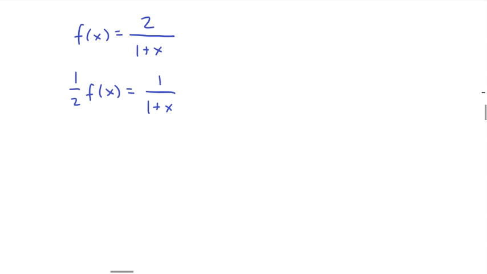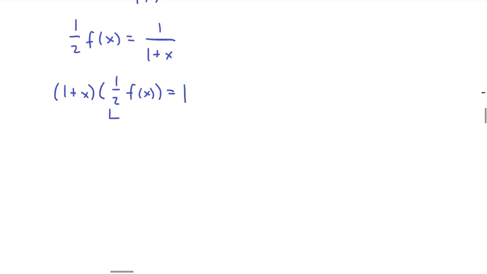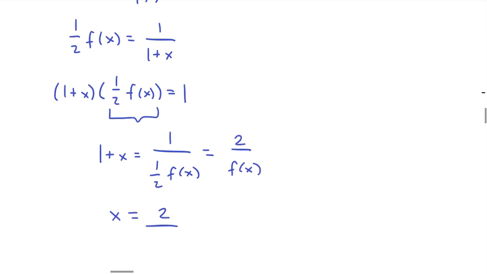So multiplying both sides by 1 plus x, I get 1 plus x quantity times 1/2 f of x is equal to 1. Now, I can divide both sides by this 1/2 f of x. So I have 1 plus x equals 1 over 1/2 f of x, which is the same thing as saying 2 over f of x. Now I can subtract 1 from both sides, and I get x equals 2 over f of x minus 1.